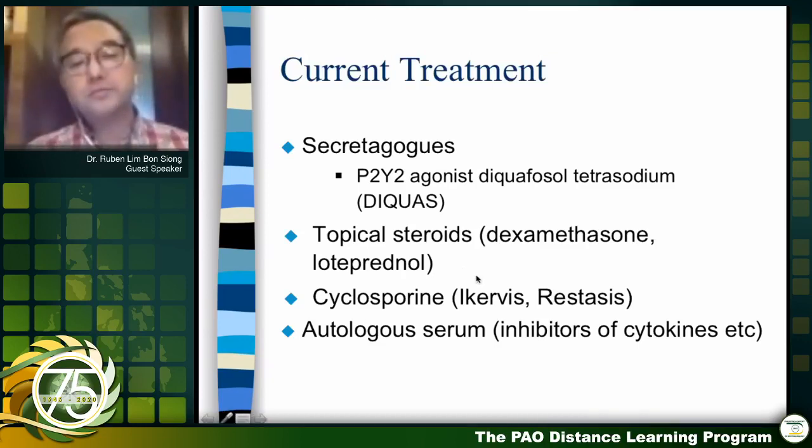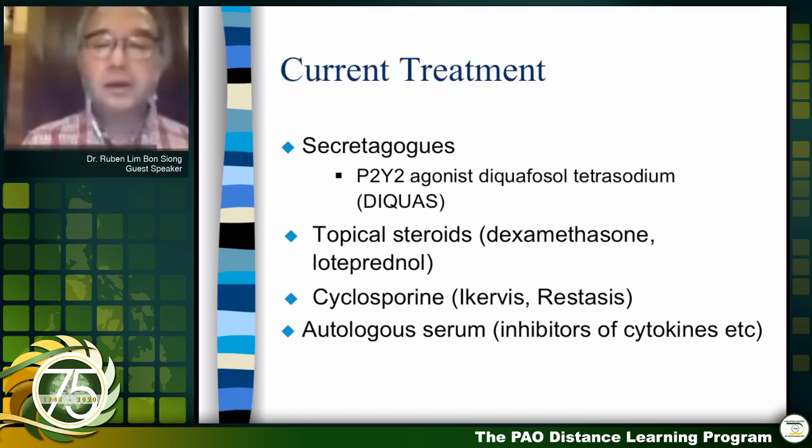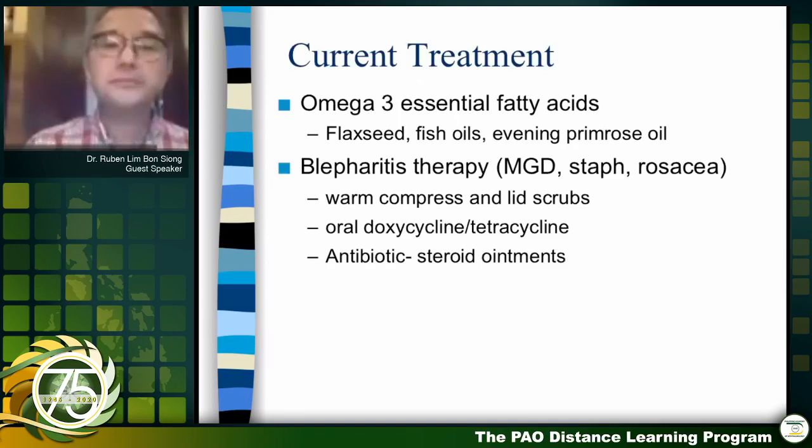Then for cyclosporin, you want to give it long term, especially in severe cases. I don't give cyclosporin for all dry eye patients, only for severe dry eye, especially with punctate staining. So this is for Sjogren's syndrome, secondary Sjogren's, those with really bad inflammatory problems. So you have your Ikervis and your Restasis. And autologous serum, in some cases, only when other treatment might not work. You might have to do autologous serum, but again, it's very inconvenient. The shelf life is very, very short.